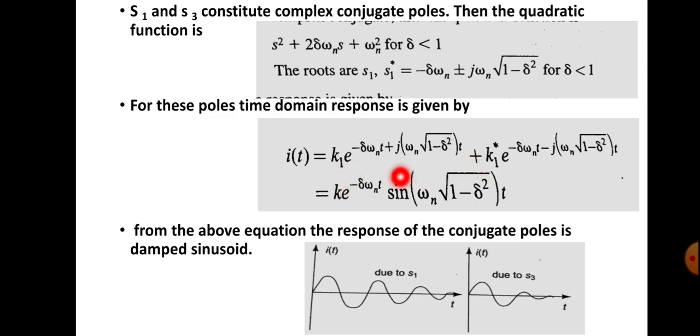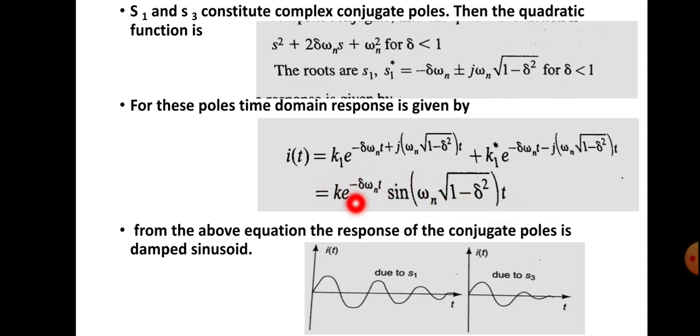Suppose k1 and k1 conjugate are constants, so we can represent them as k. That will be equal to k into e raised to minus delta omega n into t, and the rest of the terms will represent a sine of omega n into square root of 1 minus delta square into t. That is all a simple mathematical procedure. So the final equation will be k into e raised to minus delta omega n into t into sine of omega n into square root of 1 minus delta square into t.